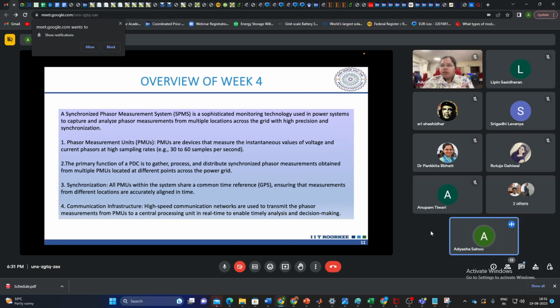Then we'll basically study here the synchronized phasor measurement system. So how PMU detects, basically PMU data we have.